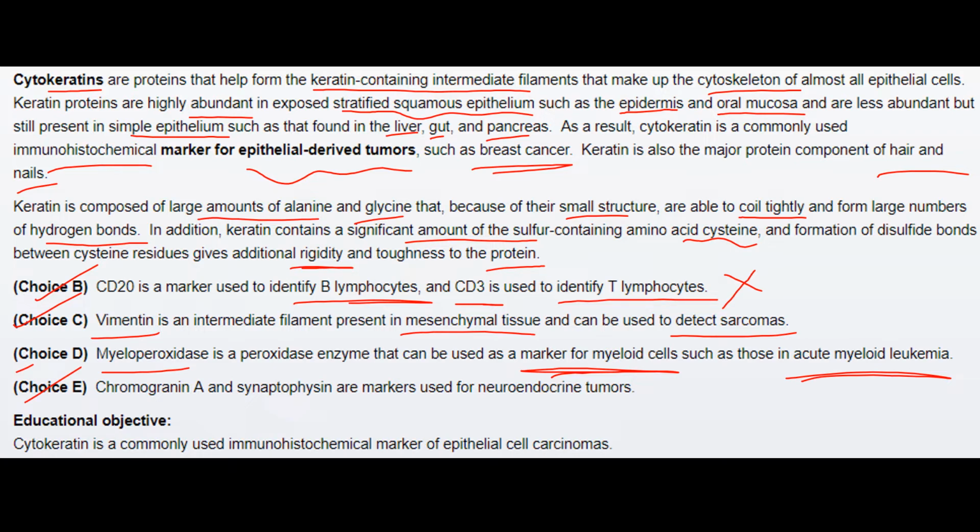In choice E, chromogranin A and synaptophysin are markers for neuroendocrine tumors. Since such markers were not mentioned in the question, these answers were inappropriate. In summary, cytokeratin is a commonly used immunohistochemical marker for epithelial cell carcinomas.